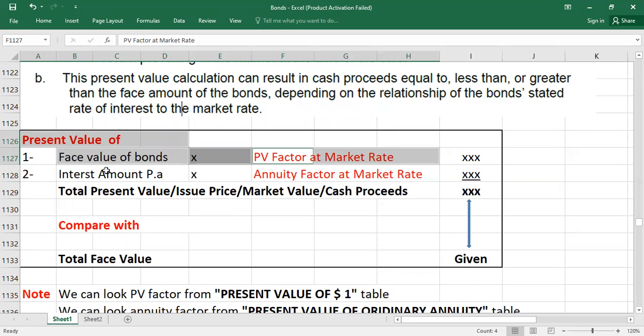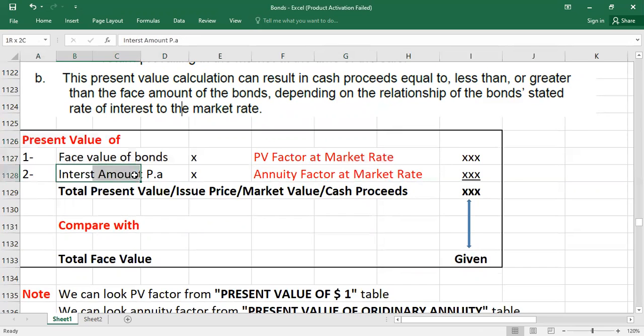Then you need to take the interest amount per annum. I have already told you how to calculate it: interest will always be calculated on the face value. We will multiply it by the annuity factor at market rate. So here you have two terms: the present value factor at market rate, and the annuity factor at market rate. You can look up these two values from two tables.